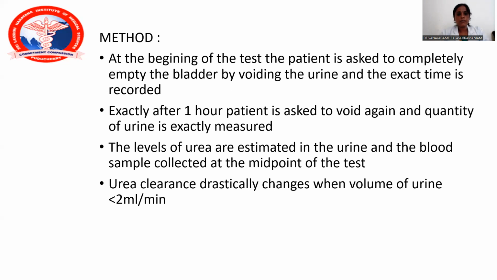Method: at the beginning of the test, the patient is asked to completely empty the bladder by voiding the urine. The exact time is recorded. Exactly after 1 hour, the patient is asked to void again and the quantity of urine is exactly measured. The levels of urea are estimated in the urine and in the blood sample collected at the midpoint of the test. Urea clearance changes drastically when the volume of urine is less than 2 ml per minute.